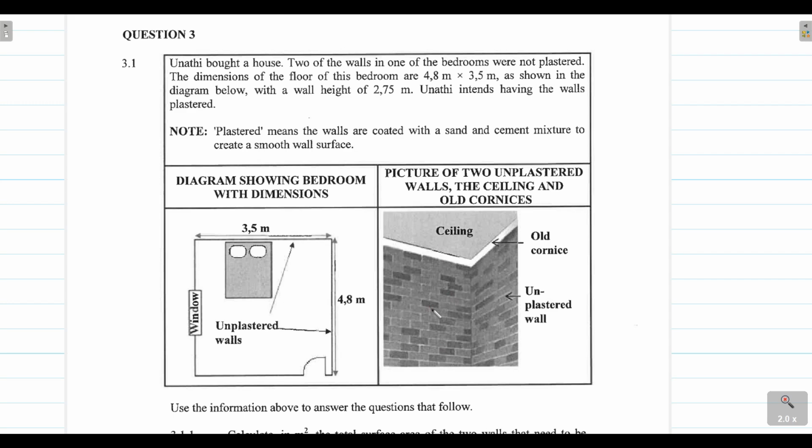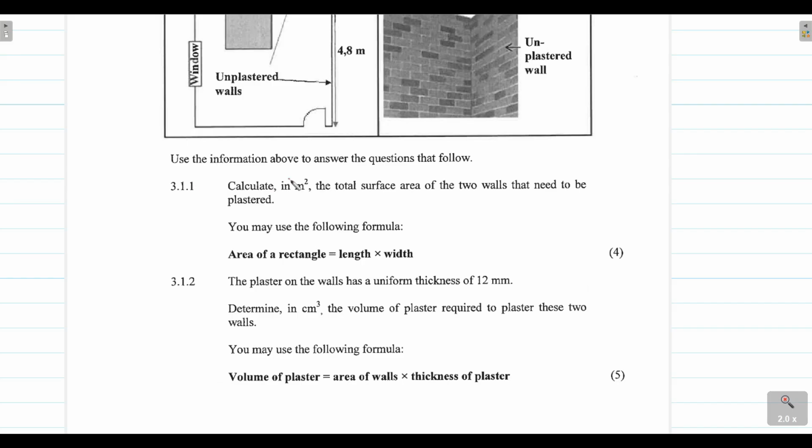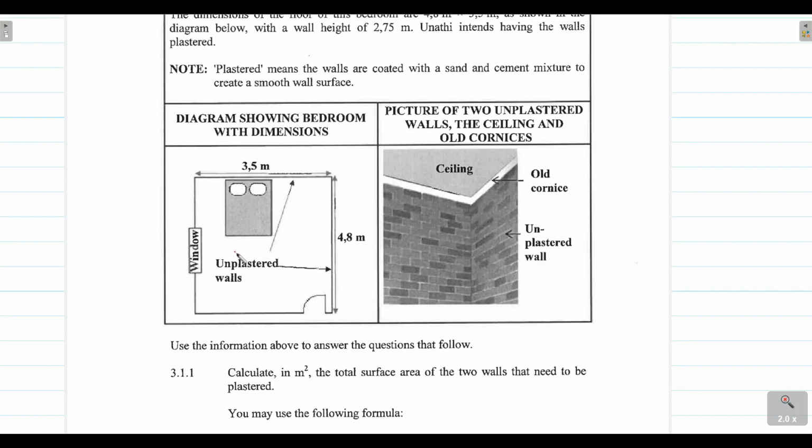Here we're given the pictures of two unplastered walls. So this is now an actual picture of these walls. That's the wall that's unplastered, and then that's the other wall that's unplastered. We're also given the cornice, right? When you look up on your ceiling, that's the cornice that they're talking about, and obviously that is their ceiling. It says use the information above to answer the questions that follow. Question 3.1.1 says calculate in meters squared the total surface area of the two walls that need to be plastered. And they've been so nice because they've given us the formula that we need to use.